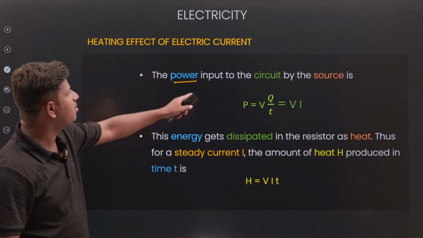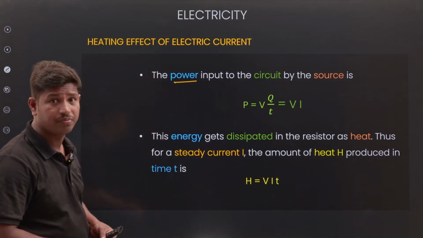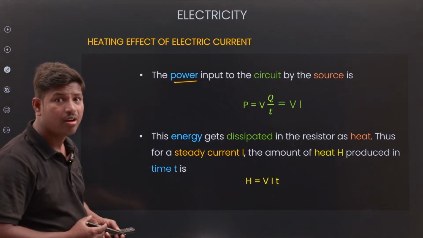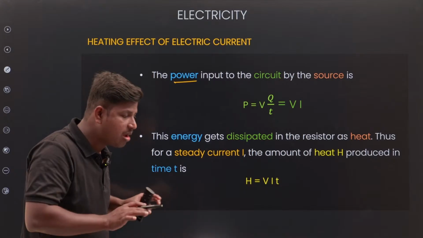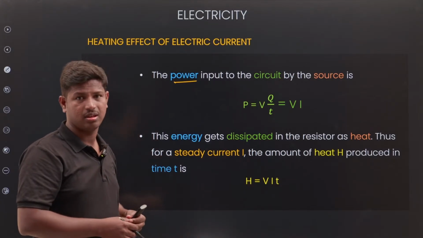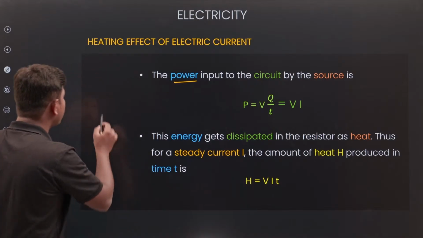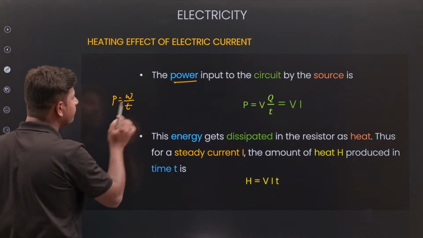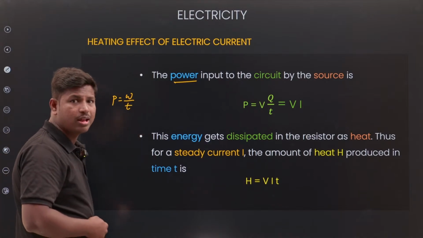Next, power. The power input to the circuit by the source. How can we calculate power? There is a bench here. I am pushing the bench, doing work on the bench. How can I calculate the power? Power P is equal to work done by time.